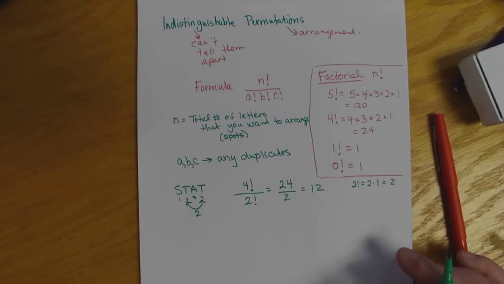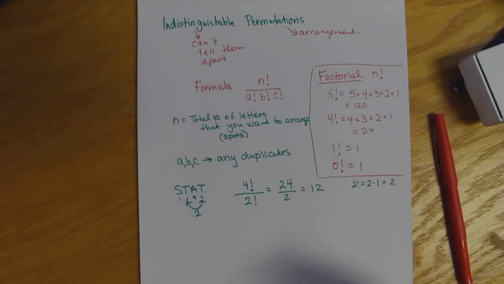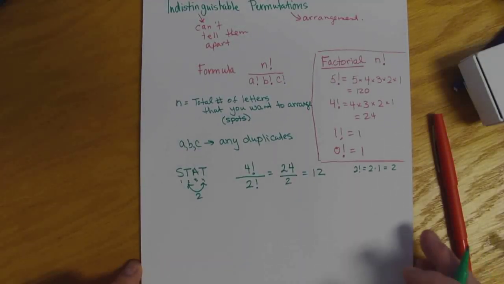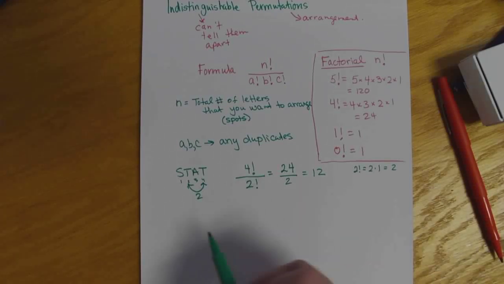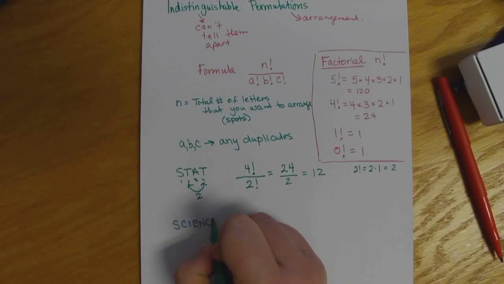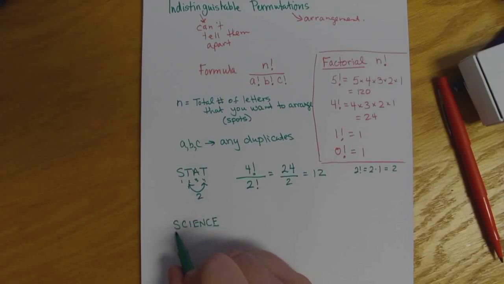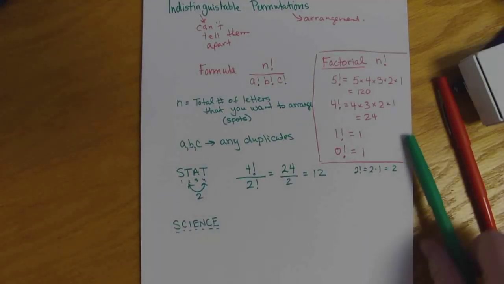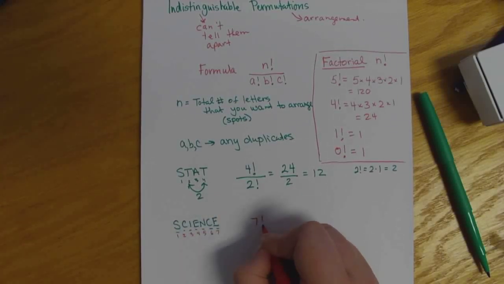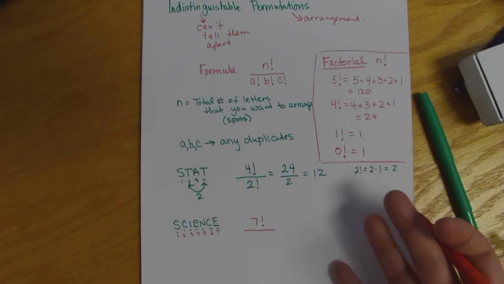So what about the ABC? Well, if there's more duplicates. So if a word has more than one letter that's repeated. So what would be a good example of that? Science. So science has 1, 2, 3, 4, 5, 6, 7. So 7 factorial. That's if all the letters were different, that would be your answer, 7 factorial.